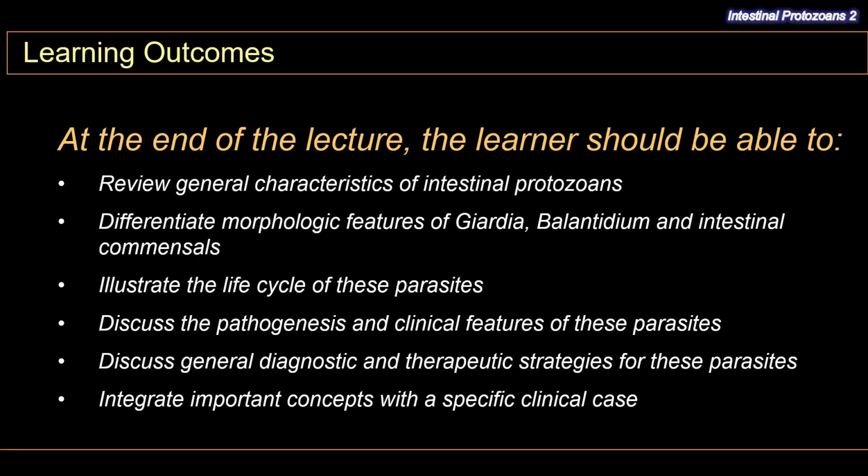Here are our learning outcomes for this lecture. At the end of the lecture, the learner should be able to review general characteristics of intestinal protozoans, differentiate morphologic features of Giardia, Balantidium, and intestinal commensals, illustrate the life cycle of these parasites, discuss the pathogenesis and clinical features of these parasites, discuss general diagnostic and therapeutic strategies, and integrate important concepts with a specific clinical case.